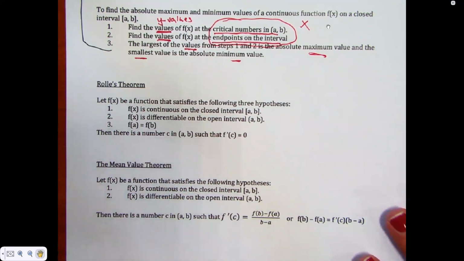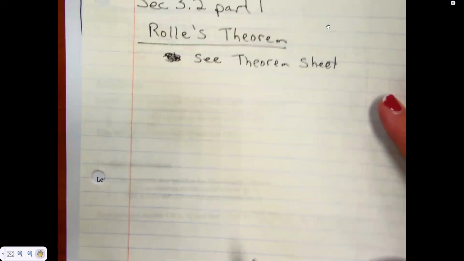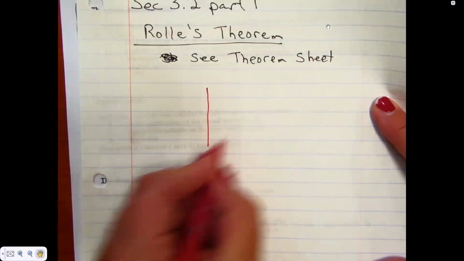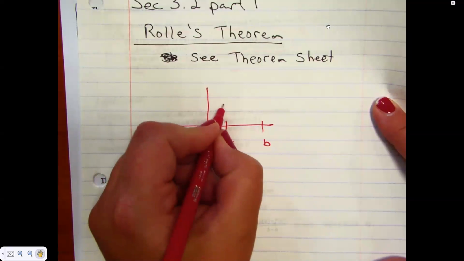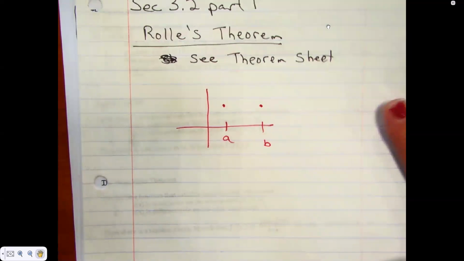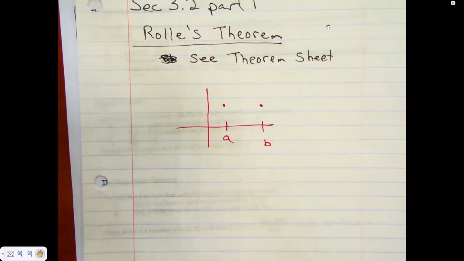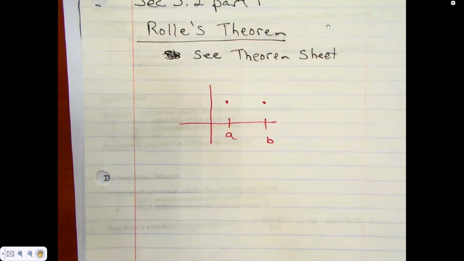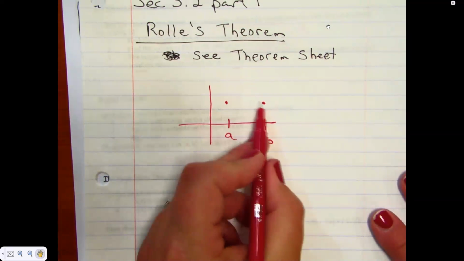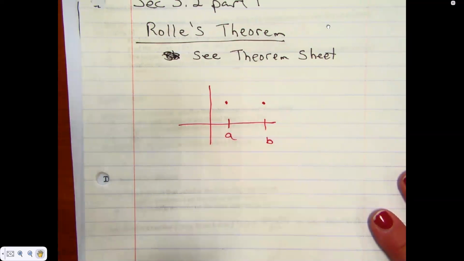This 3 is kind of important. f of a equals f of b. So let's draw a little bit of a graph. Here's a and here's b. If those are the same height, I can no longer just have this slanted line like we were talking about. If f of a equals f of b, that's part 3. Those 2 have to be the same. Now think about it. How am I going to get from a to b?